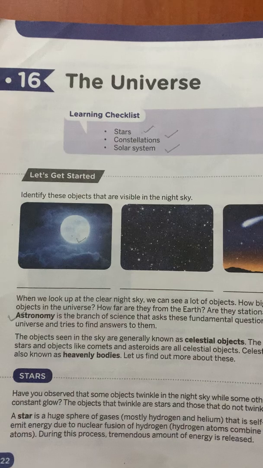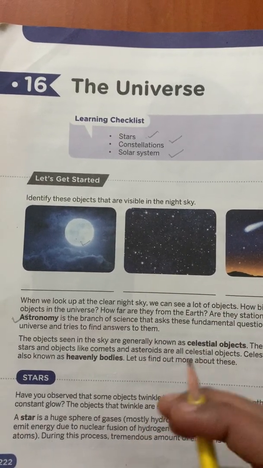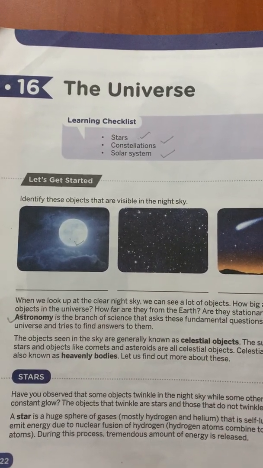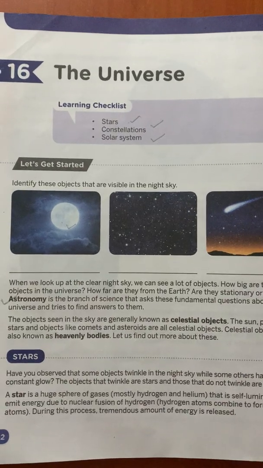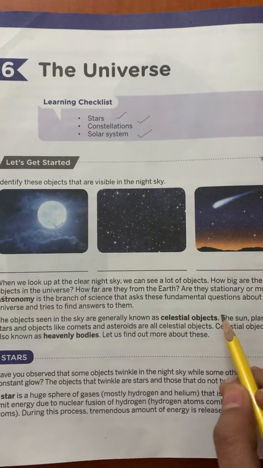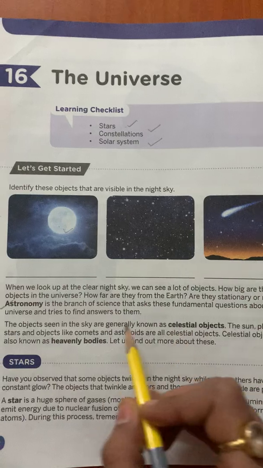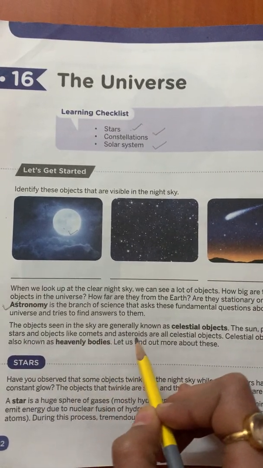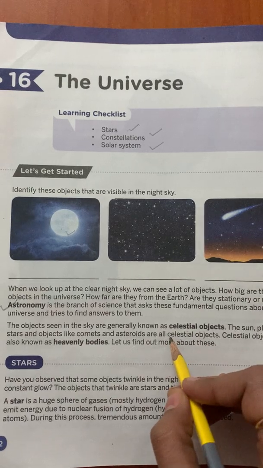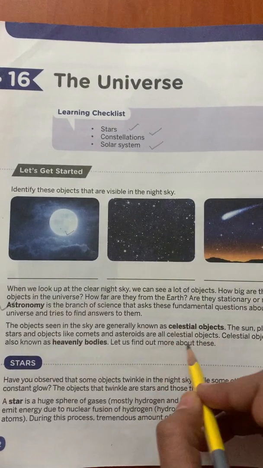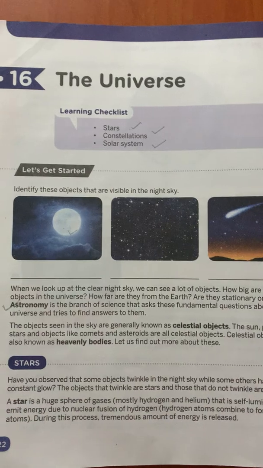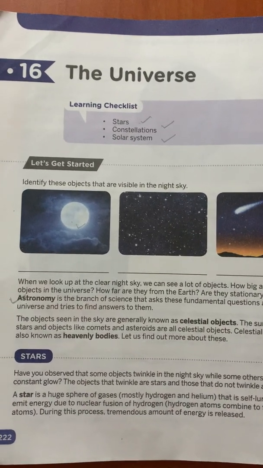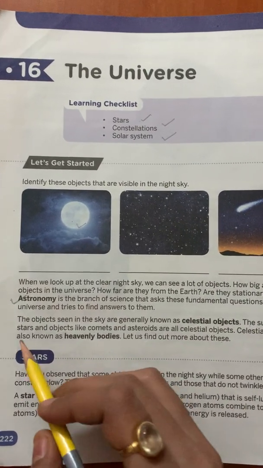All the objects which are visible in the sky are generally known as celestial objects. Suppose the sun, the planets, stars, comets, asteroids, all of these are celestial objects, and they are also known as heavenly bodies. So let's first discuss stars.